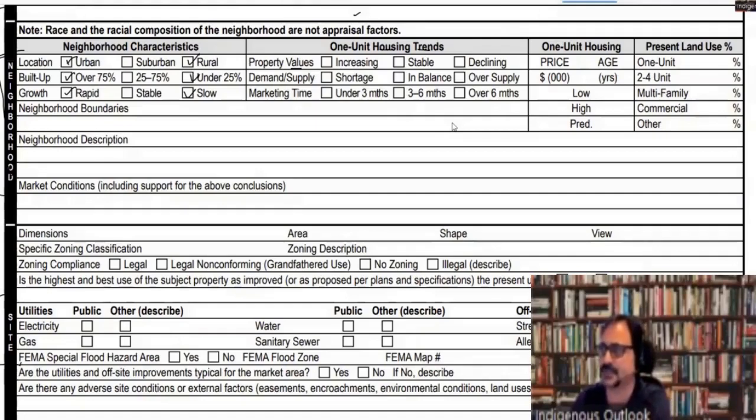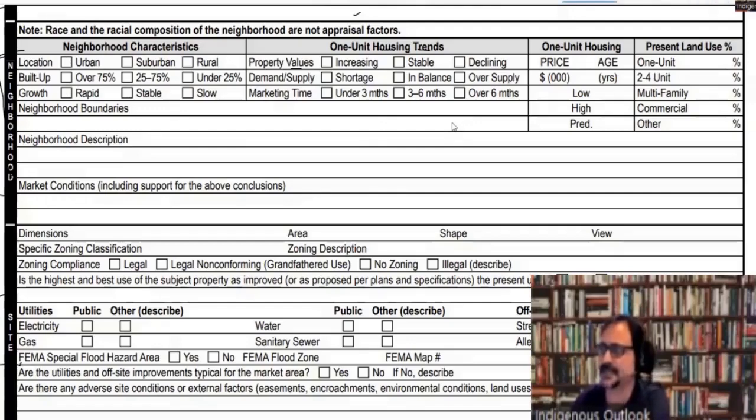Demand and supply, shortage. Obviously if growth is rapid, 75%, there is going to be a shortage. But if it is stable, 20 to 25%, it should be in balance. Stable should be in balance, right? And if it is rural, it could be oversupplied. So we need to cross-examine these two columns with each other.